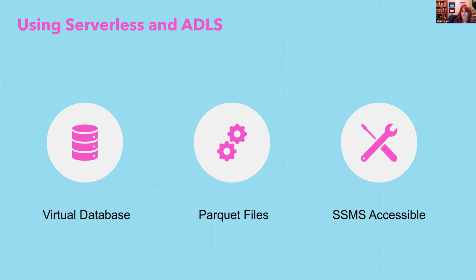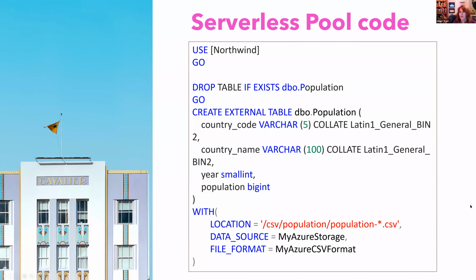All right, so a little example for the serverless pool. This is how I can create a virtual table on top of a flat file. First I create a virtual database, and I'm calling this one Northwind. If this looks familiar to you, hopefully it's because you know T-SQL by now. So I'm going to create an external table, and I'm going to call that population. My population table says that I've got a country code, which is varchar, and a country name, which is varchar 100, and I've got a year, and I've got population.